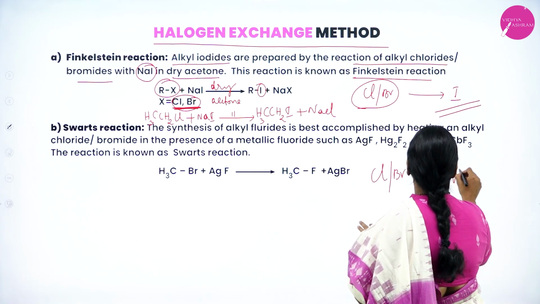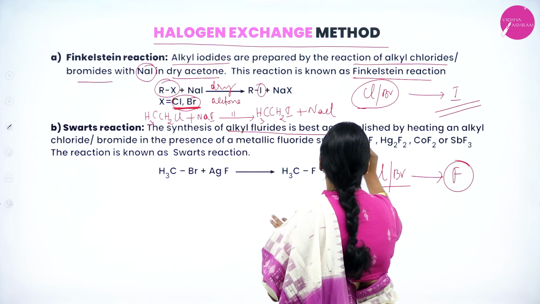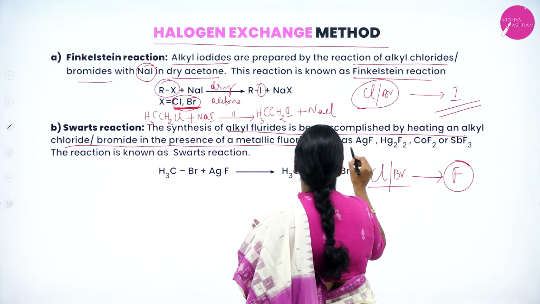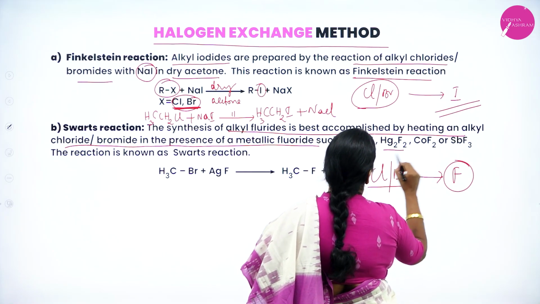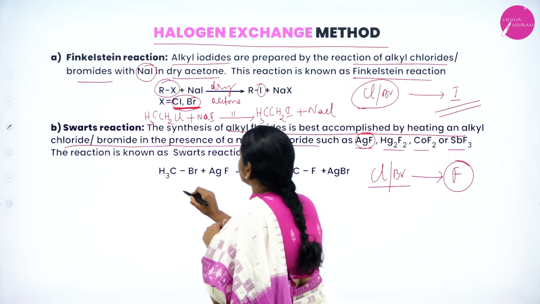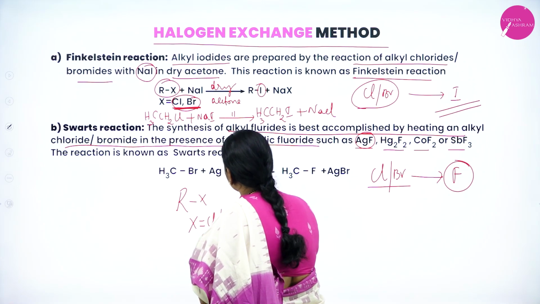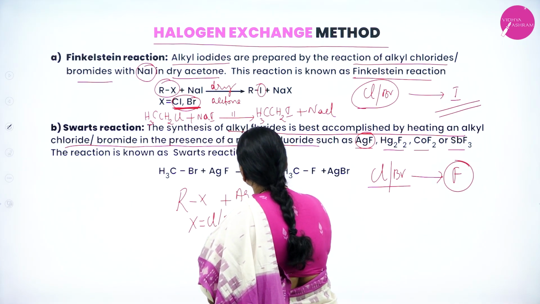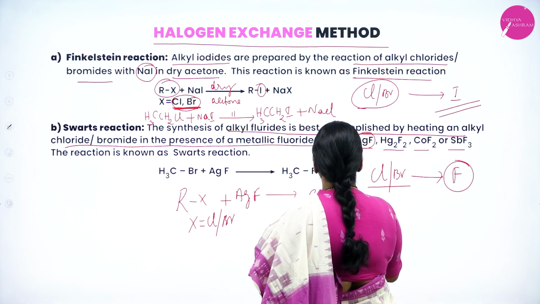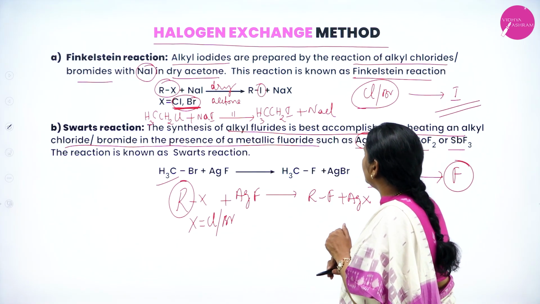Last one, here also we convert chlorides or bromides into fluorides. The synthesis of alkyl fluoride is best accomplished by heating alkyl chloride or bromide in the presence of metallic fluorides such as silver fluoride, mercury fluoride, cobalt fluoride, antimony trifluoride. Best preference is given to AgF. So, R-X, where X is Cl or Br, plus AgF gives RF plus AgX. For example, in place of R, you put CH3.